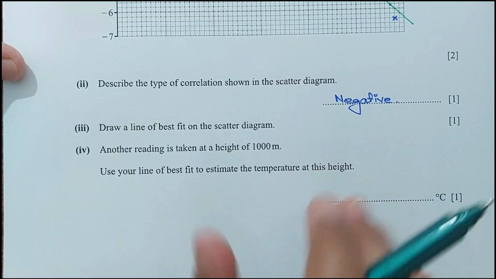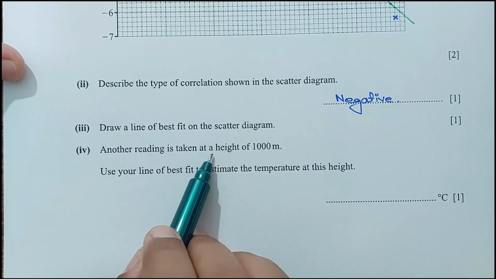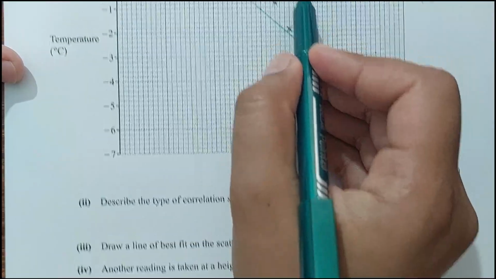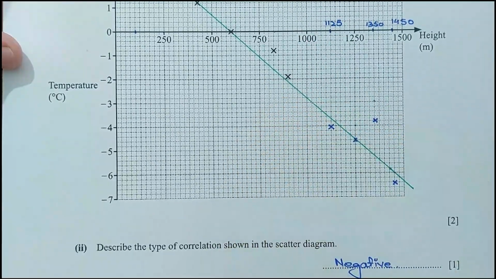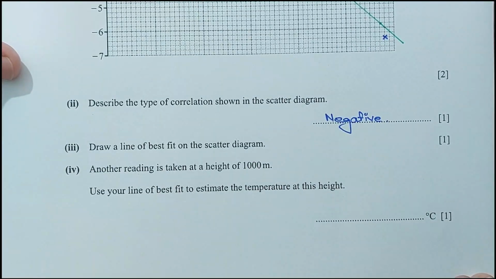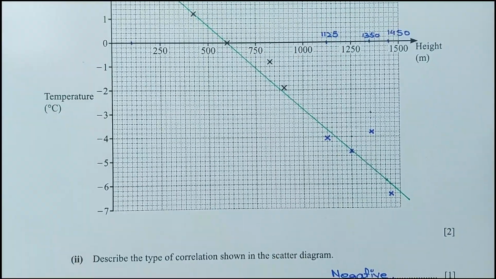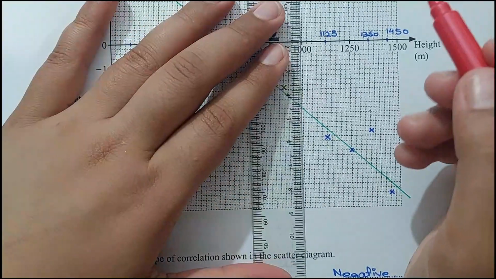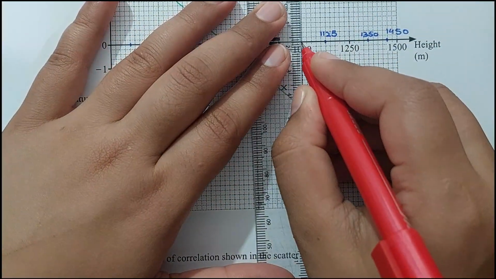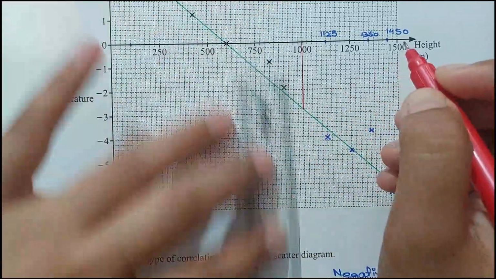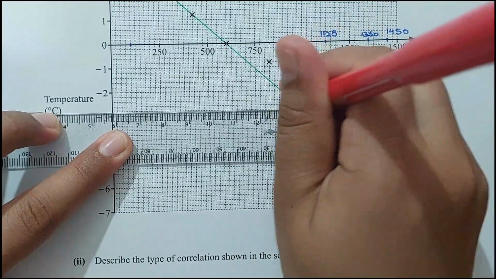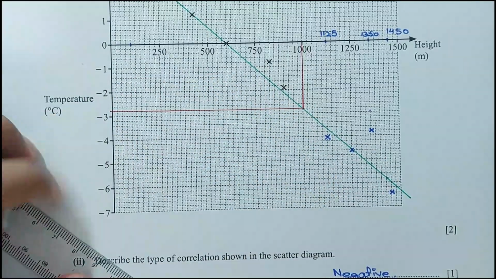Now for part 4, another reading is taken at the height of 1000 meters. The height is 1000. At this height, use your line of best fit to estimate the temperature at this height. What is the temperature at this height? Right, the temperature at this height is, it depends on the line of best fit.